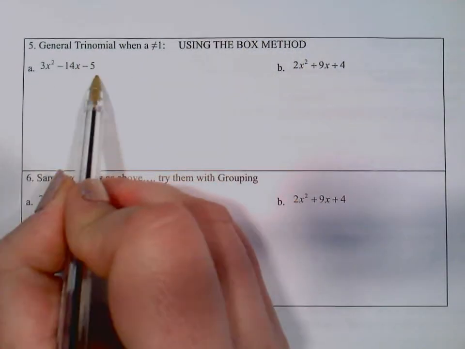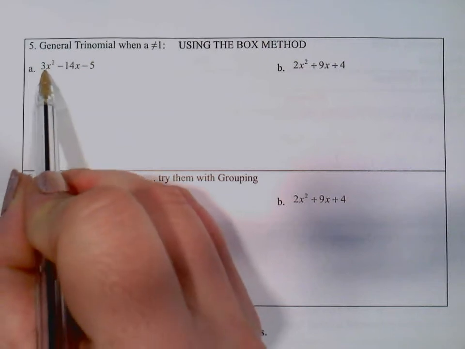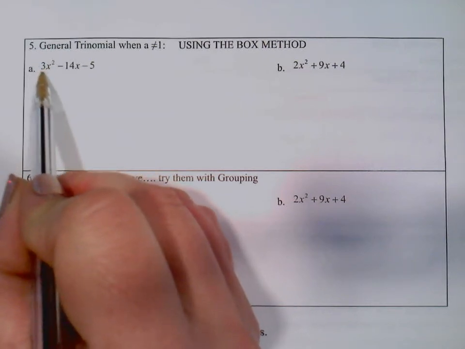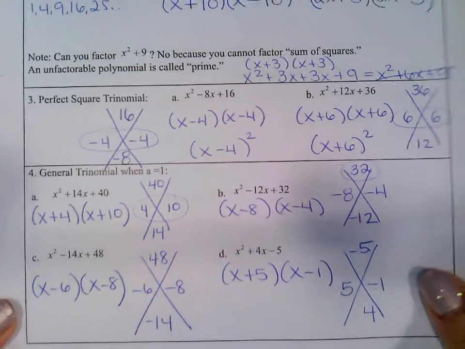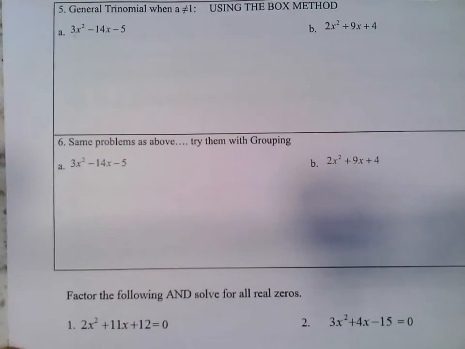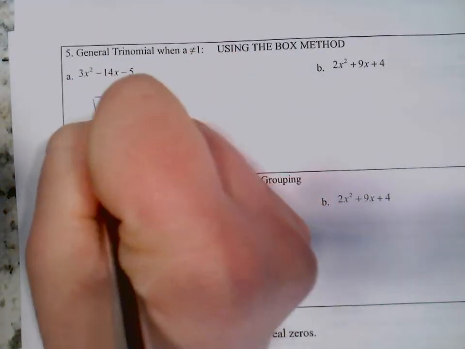There's 3 terms. There's no greatest common factor that you can pull out. You've got a bigger number here in front of x squared. If you notice on this page, in front of x squared, we just had x squared by itself. They all had a coefficient of 1. So this time, you're going to start filling out something called a box. It's called the box method.